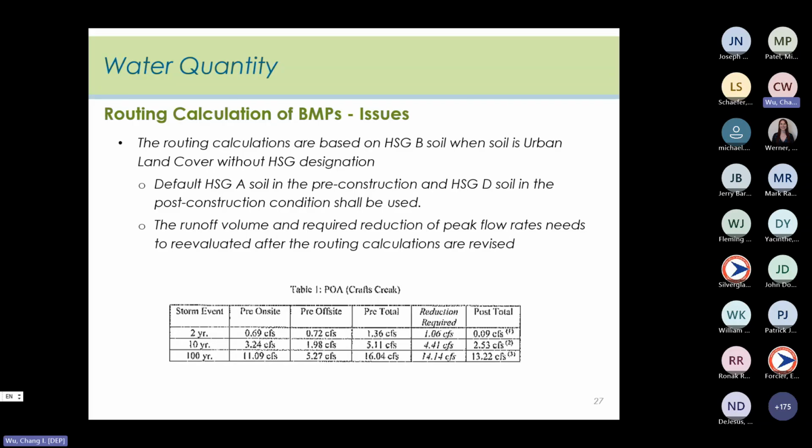Another issue to be noted is that the routing calculation of BMP are based on hydraulic soil group B soil. However, as we mentioned earlier, default A soil in the pre-construction and default D soil in the post-construction condition should be used. So the runoff volume and required reduction of peak flow rate have to be re-evaluated based on the correct HSG soil.